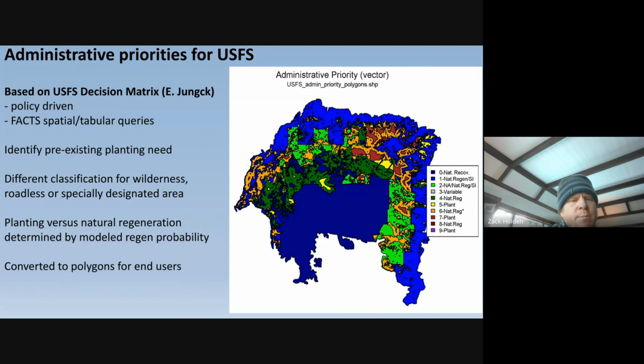One other thing I think is important for you guys to consider as you develop your tool: we did a lot of work to bring in the FACTS data. This is what the U.S. Forest Service uses for a lot of decisions. We bring those into a prioritization scheme, and those help us identify places where we may have had a pre-existing management need. Maybe something was done where we need to go back and plant there by law.